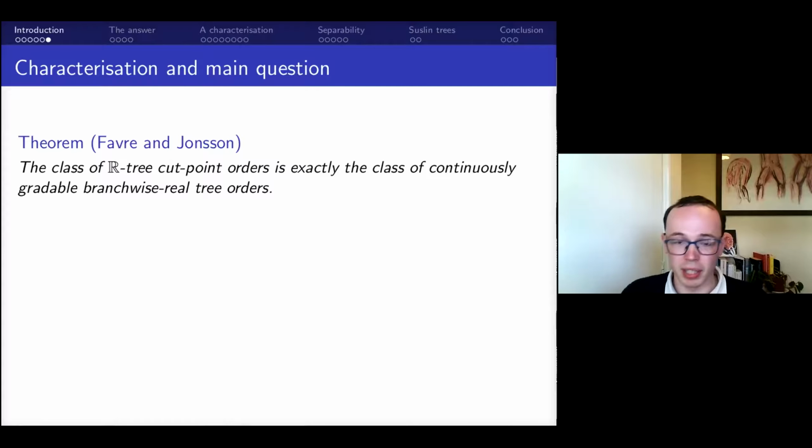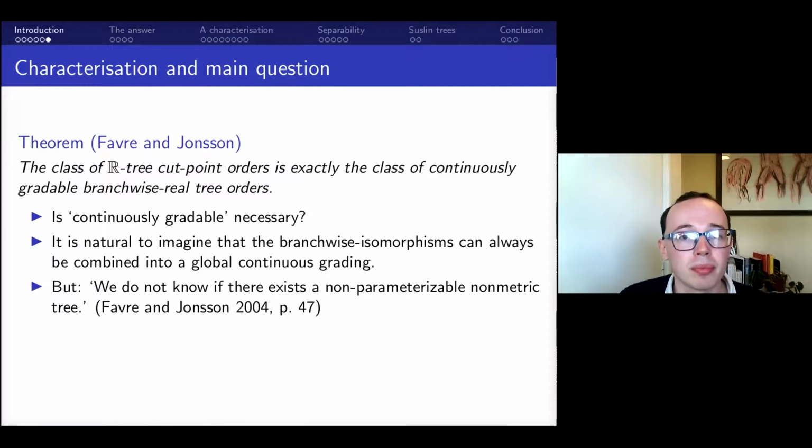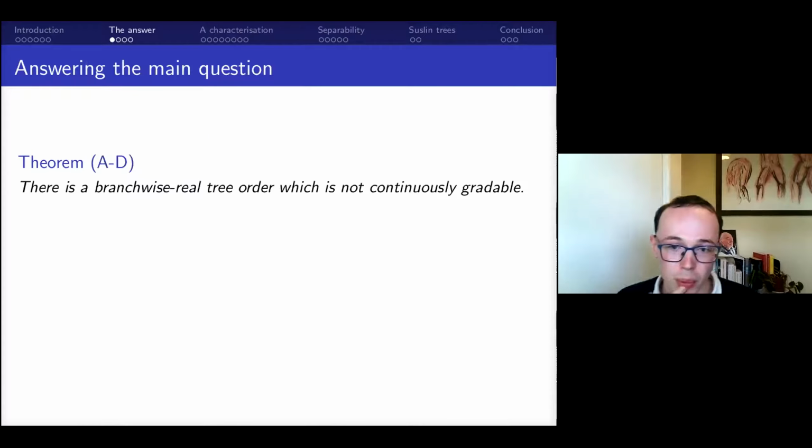So what we do is we take this tree, constructed by Baumgartner, and we take its road space, and this gives us a branchwise-real tree order which is not continuously gradable.